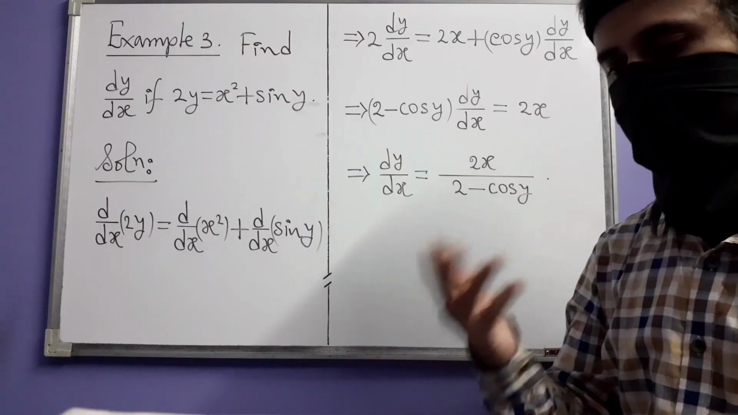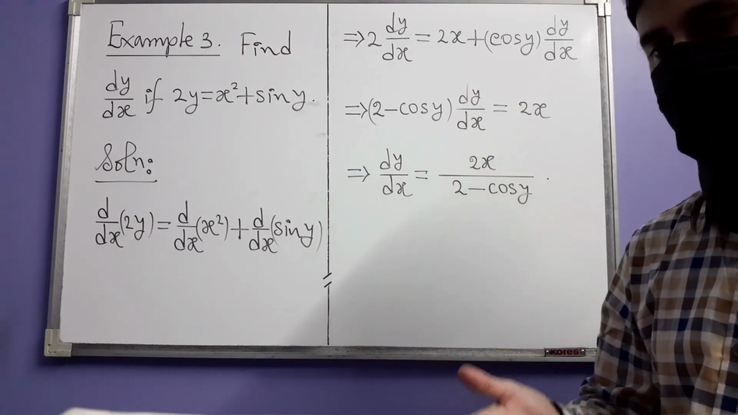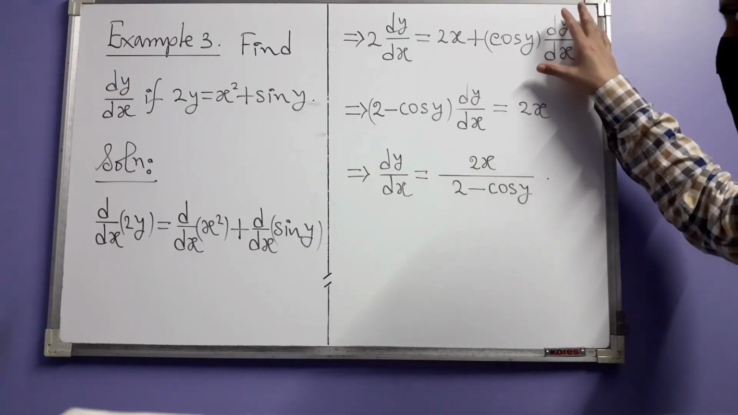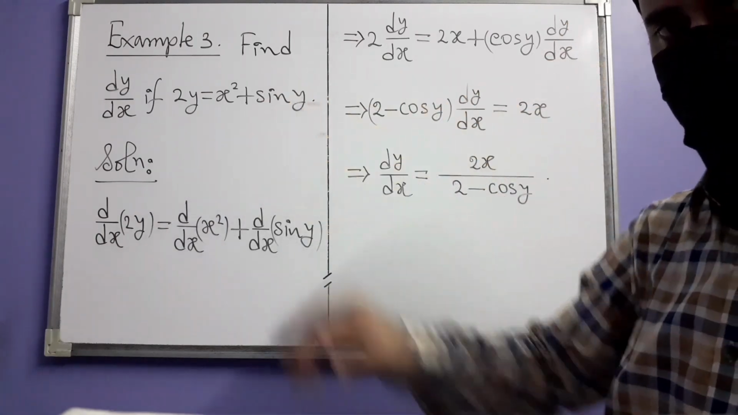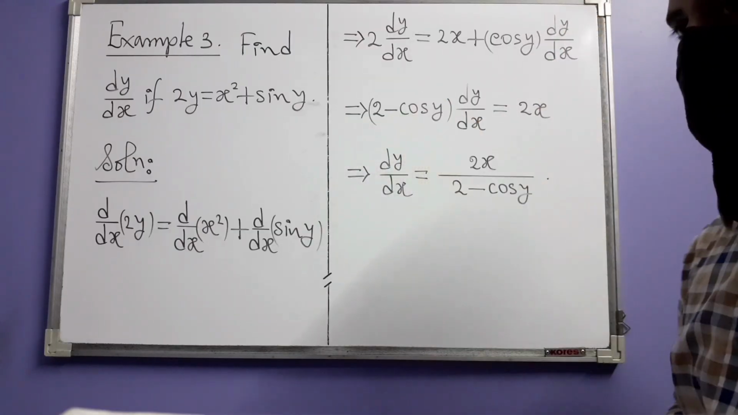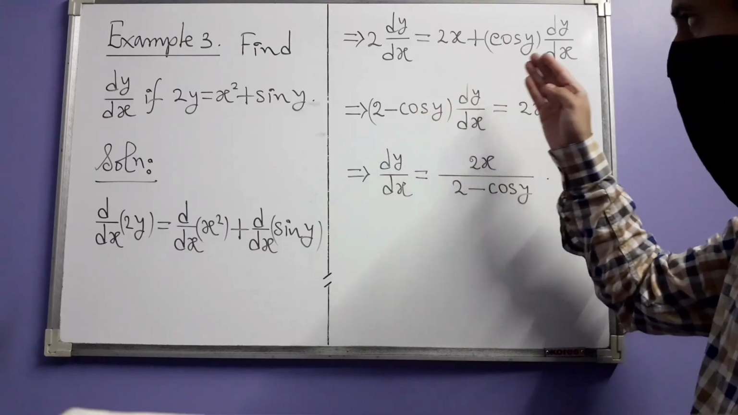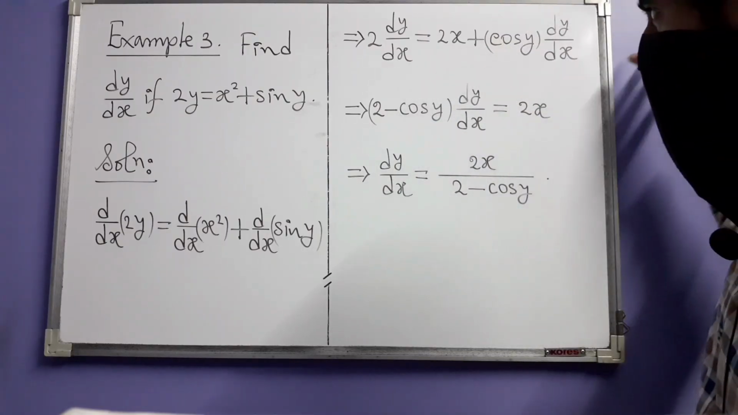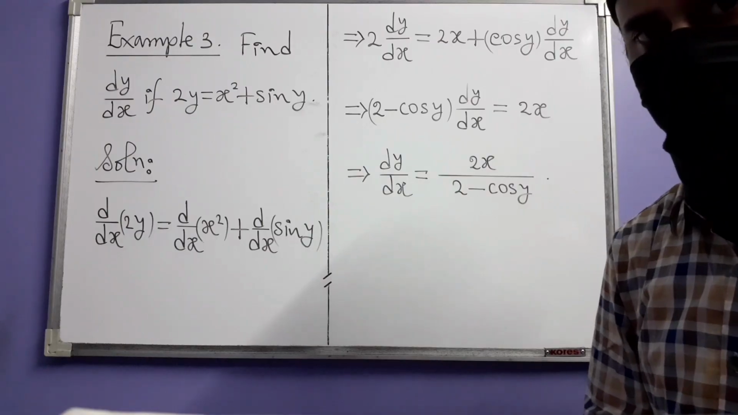Whenever I say things like this, now take this to that side, that is just a way of expressing what we actually do. I mean, there is of course no physical movement involved with these quantities, that it goes from this side to that side. When I say you take this and push it to that side, I really mean subtract cos y dy dx from both sides, so that it vanishes on this side and appears on that side with a minus sign. That's the actual meaning.